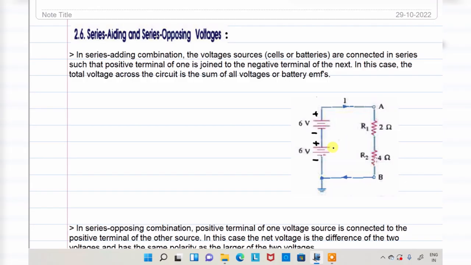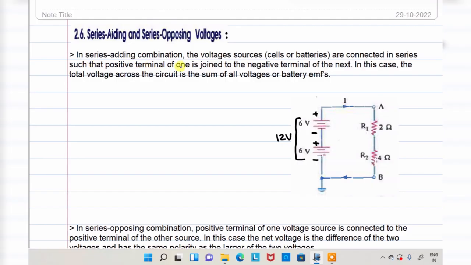My question here: the positive polarity of the second battery is connected to the negative polarity of the first battery. According to Coulomb's law, same polarities repel each other, opposite polarities attract each other. In this case, opposite polarities are facing. What about the total voltage now? 6 plus 6, 12 volts. This is series adding. Series adding means that whenever the positive polarity is connected to the negative polarity of the battery. Everyone clear about that?